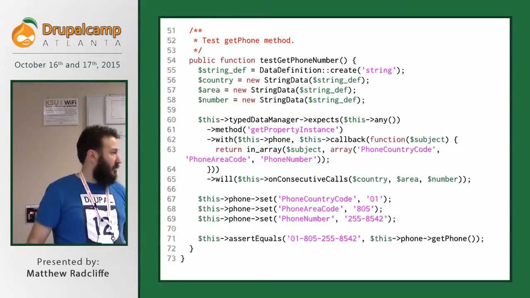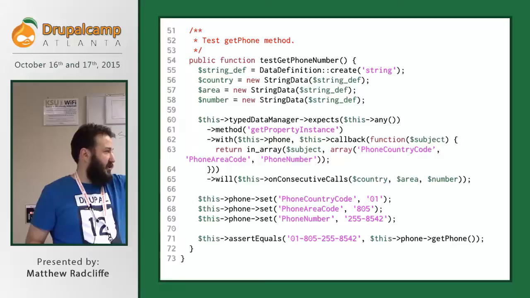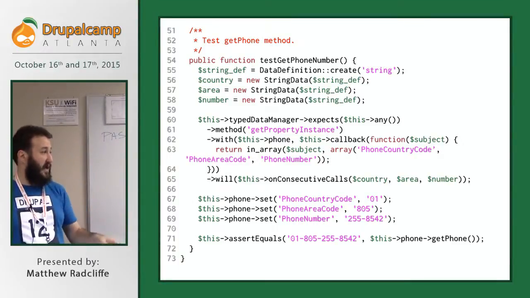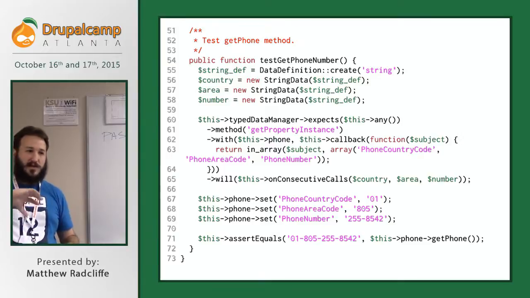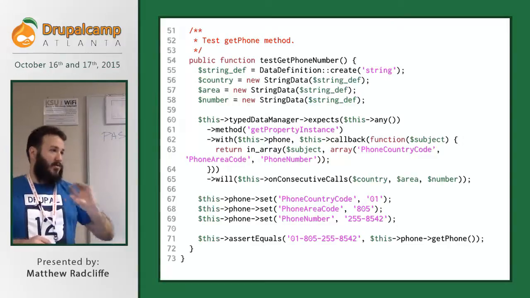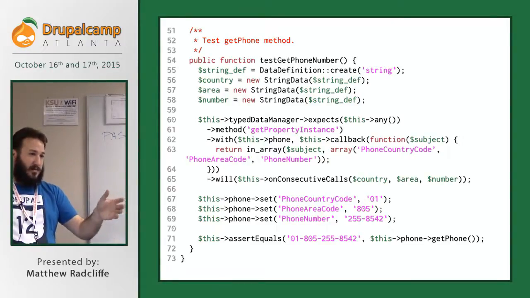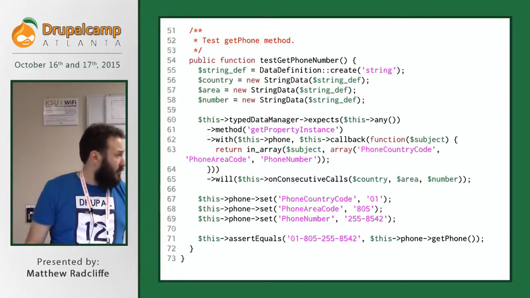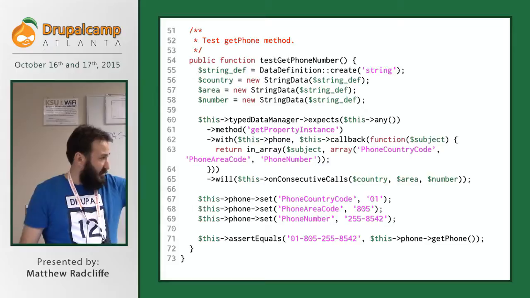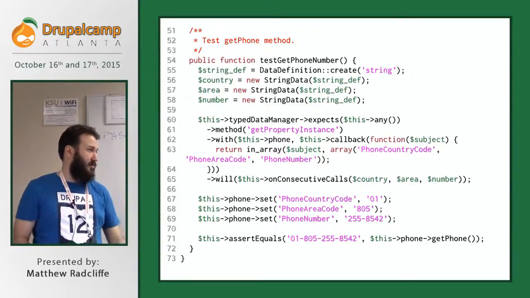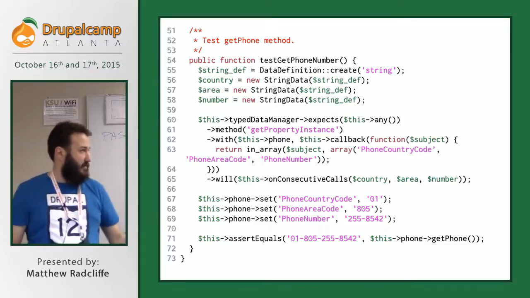There's a method called returnValueMap, instead of calling onConsecutiveCalls, that takes an array of parameters and the return value in the array. So yeah, and then I can finally call my setters, and then I can say assertEquals for that.